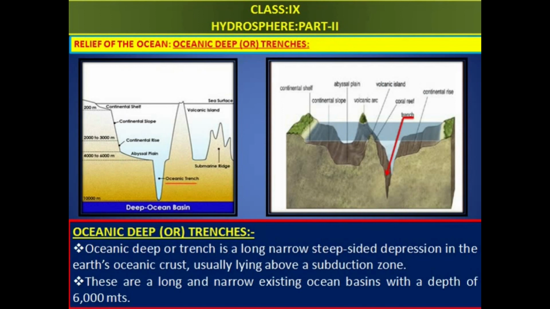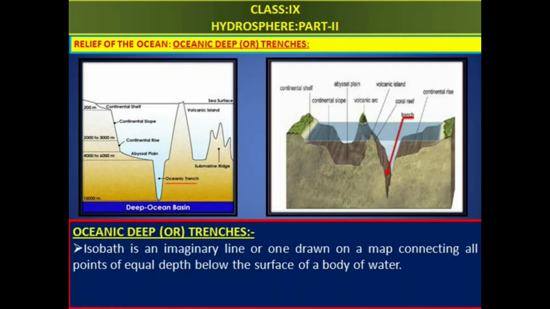An oceanic deep or trench is a long, narrow, steep-sided depression in the Earth's oceanic crust, usually lying above a subduction zone. These are long and narrow ocean basins with a depth of more than 6,000 meters. They are found close to the continents. That's why they are very significant in the study of plate movements. An isobath is an imaginary line drawn on a map connecting all points of equal depth below the surface of a body of water.